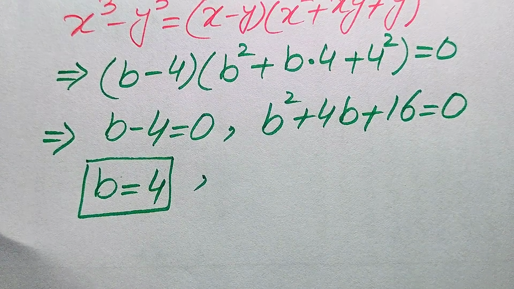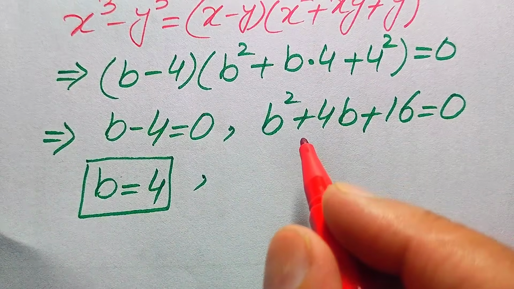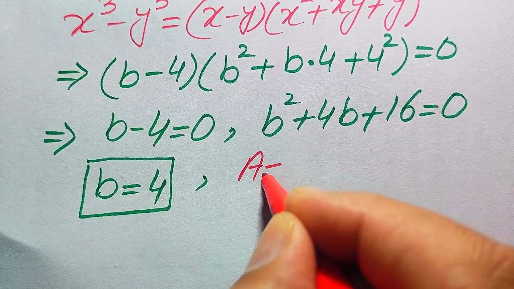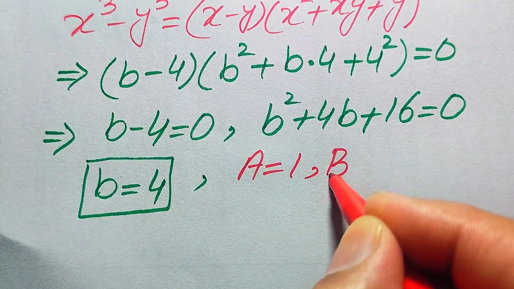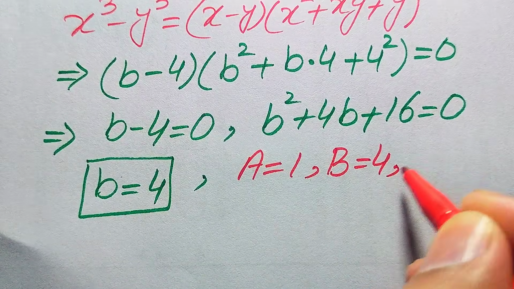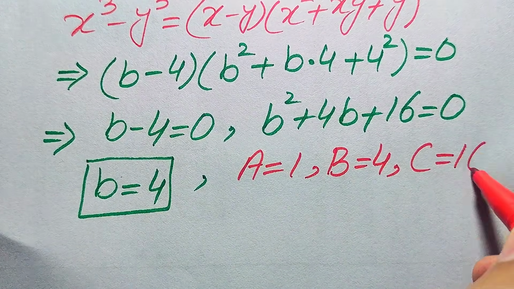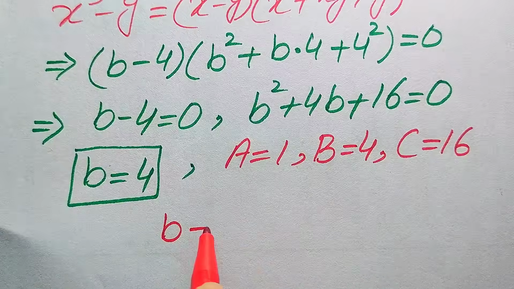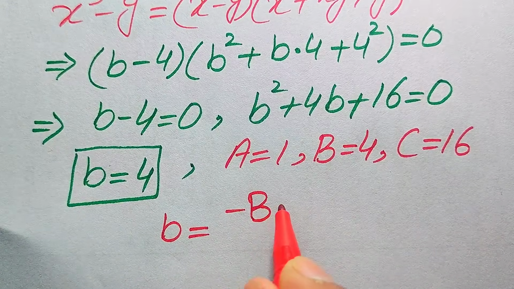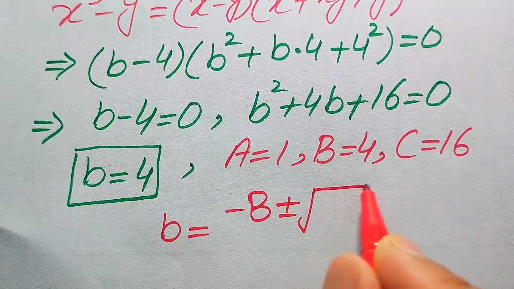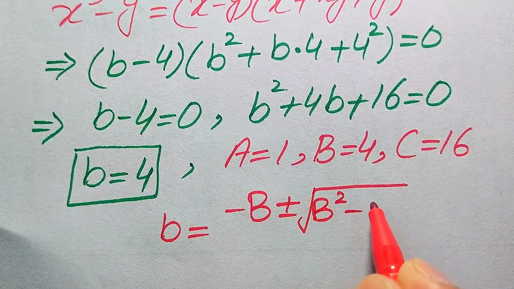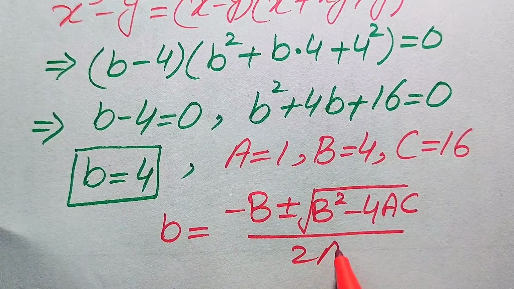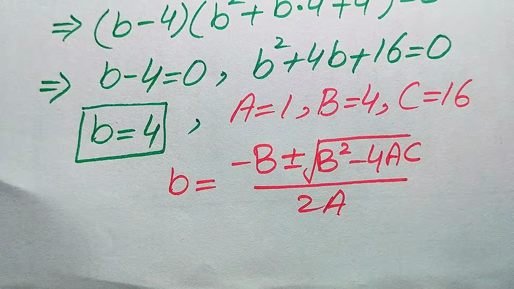So we solve this quadratic equation by applying the quadratic formula. For this we write the coefficients of this equation: capital A equals 1, capital B equals 4, and capital C equals 16. And we state the quadratic formula as b equals minus capital B plus or minus the square root of B squared minus 4 times AC, divided by 2 times A.